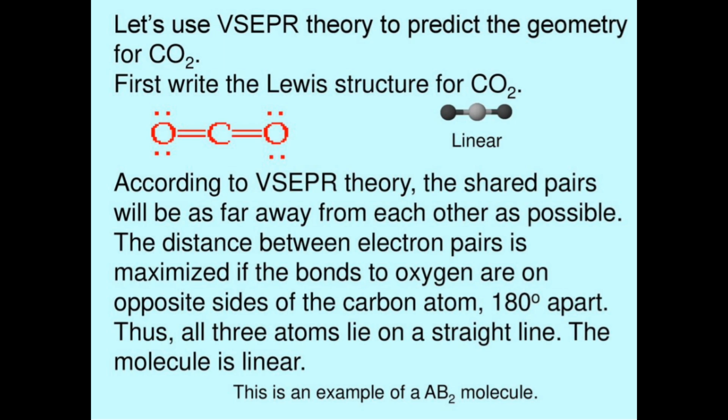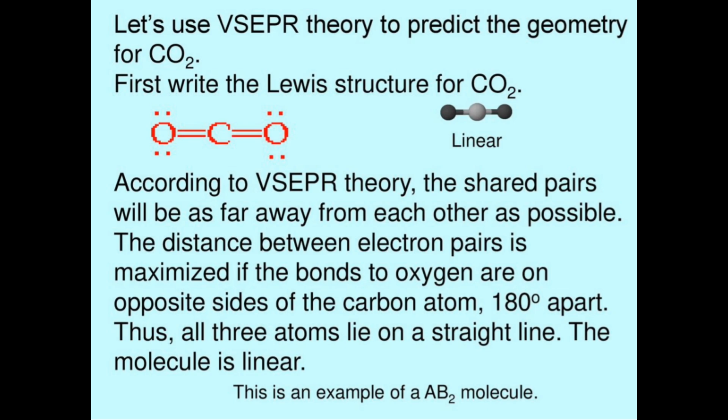Now according to VSEPR, the electron pairs will be as far away from each other as possible. So the distance between electron pairs is maximum if the bonds to oxygen are on opposite sides, 180 degrees apart, because you want to obey the VSEPR rule. They must be far apart so that there will be less repulsion. If you bring the second oxygen to where the first oxygen is, there will be great repulsion because they are getting closer to one another. But since they are far apart, there will be minimal repulsion. That's why they have to be linear.